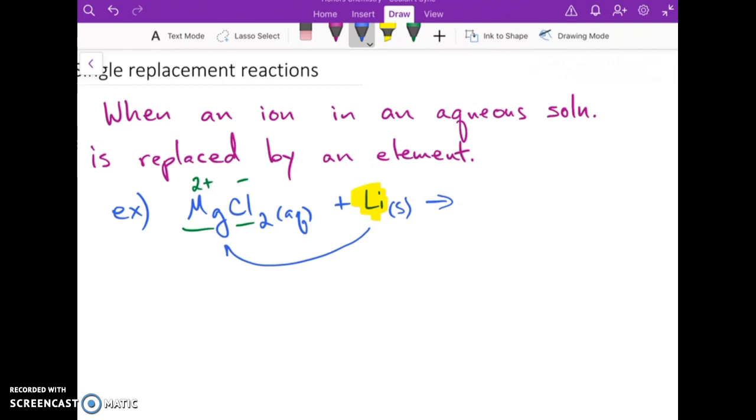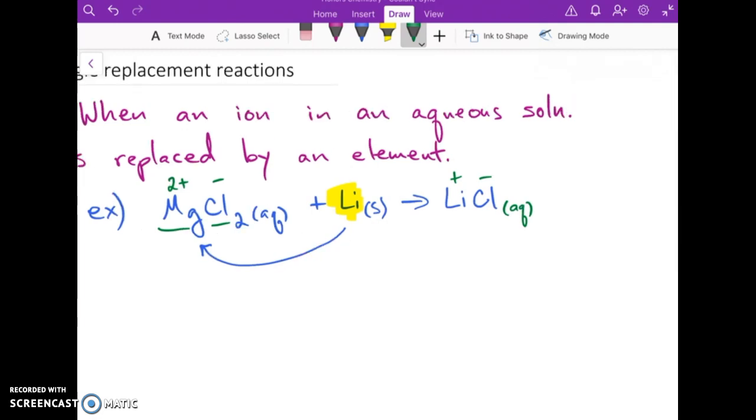So if the lithium replaces the magnesium, now instead of lithium by itself, I've got lithium chloride. And once again, we're going to look at the charges, +1 and -1 in this case, so I don't need any subscripts there. Now it's going to be the lithium chloride that's going to be aqueous, so it's AQ. And it's going to be the magnesium that is by itself. And since it's a metal, all metals with the exception of mercury are going to be solids when they're in their elemental form at room temperature. So that would be our reaction.